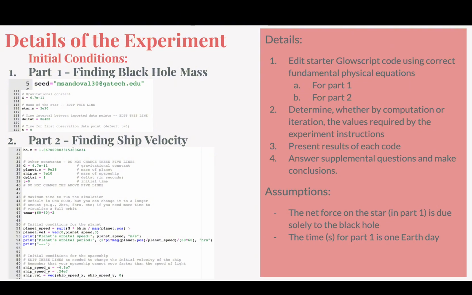A seed that determines the mass of the black hole, the gravitational constant, star mass, and delta T, which is the time in seconds of an Earth day. For Part 2, I had to input the black hole mass found from Part 1, the gravitational constant, the planet mass, ship mass, delta T, initial time, T max, which is the time to visualize a full orbit, planet speed, planet velocity, and the ship initial velocity.